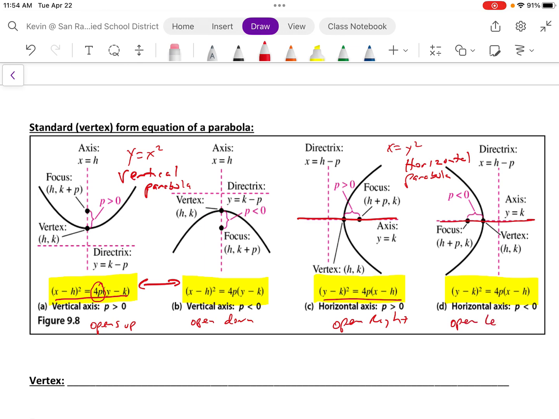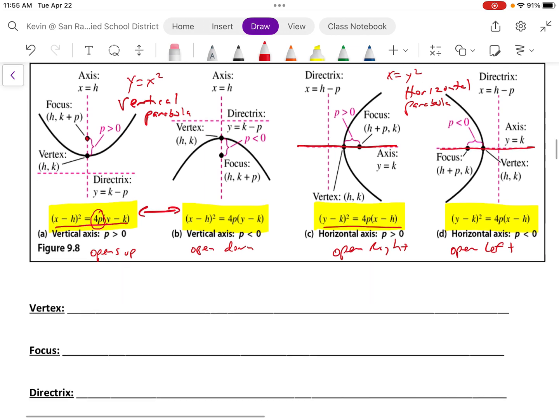Because the axis is horizontal, in this case, if p is positive, then it opens right. And if p is negative, it opens left. And that's because those x values are negative if p is negative. Anyway. All right, and we have, again, that distance. Either way, p is always inside the parabola. Again, the directrix is always outside. Okay, vertex.